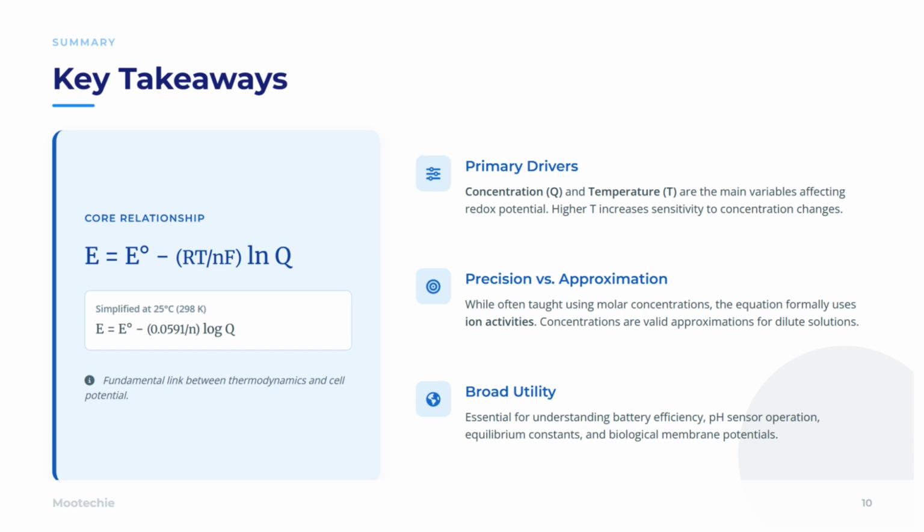We should remember the distinction between precision versus approximation. The equation formally uses ion activities, but concentrations are a valid approximation in dilute solutions. And we've seen its broad utility, being essential for everything from battery efficiency and pH sensors to equilibrium constants and the very membrane potentials that allow our nerves to function.